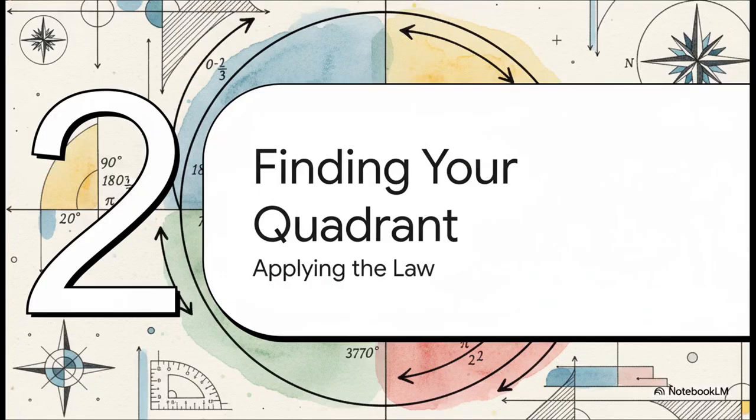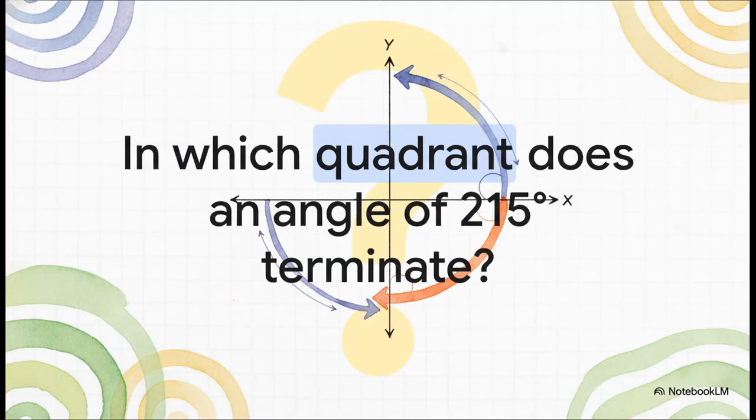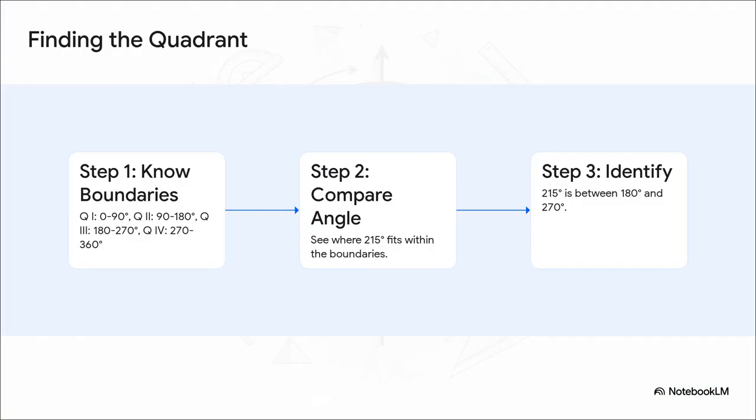All right, enough with the rules. Let's actually see this thing in action. Now that we know the setup, we can use it to find any angle's home address on the coordinate plane, which is just another way of saying we can find its quadrant. So here's a classic problem you'll definitely see. If we've got an angle that measures 215 degrees and we draw it in standard position, where is its terminal side going to land?